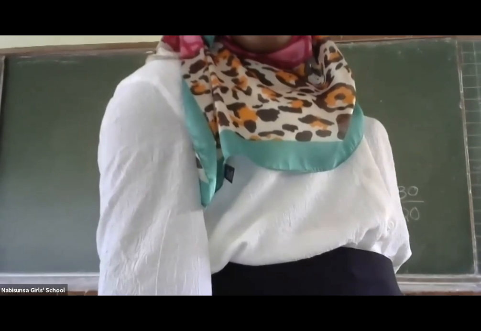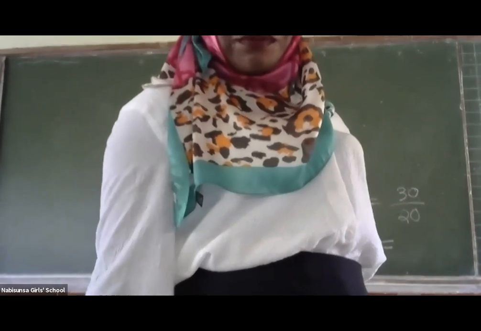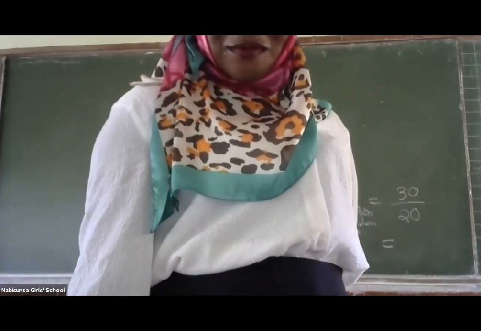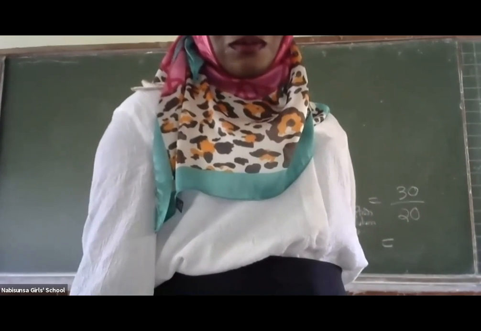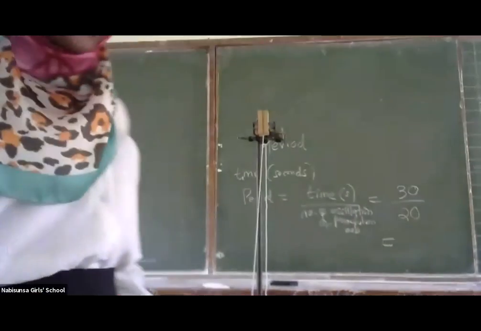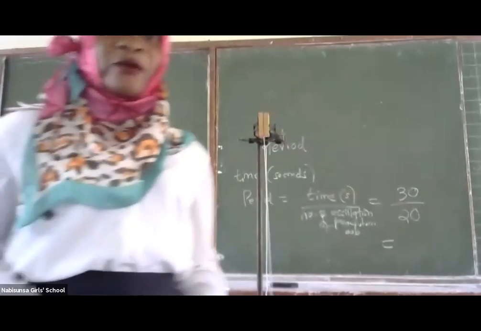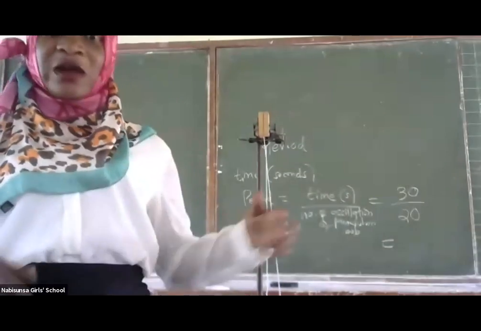Teacher, for the pendulum bob, how do we count the oscillation? If it goes on both sides, do we count the movement it makes on both sides or for one side? For the oscillation, the moment it swings and comes back, that's one oscillation. Swings, comes back, another oscillation like that.